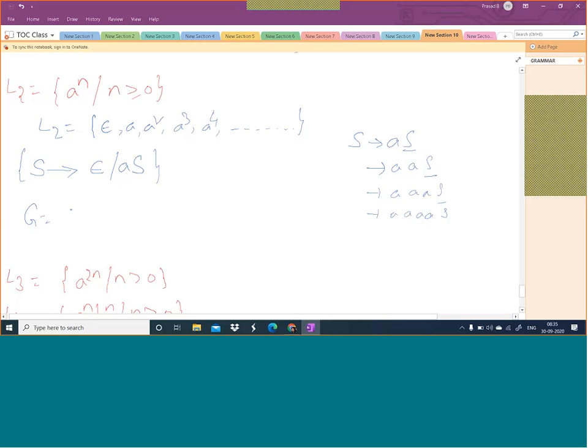Therefore, the grammar is: S is the non-terminal, A is the terminal, and the productions are A S and epsilon. These productions you can write in any order. S is the start symbol. This is the grammar. Okay, next.